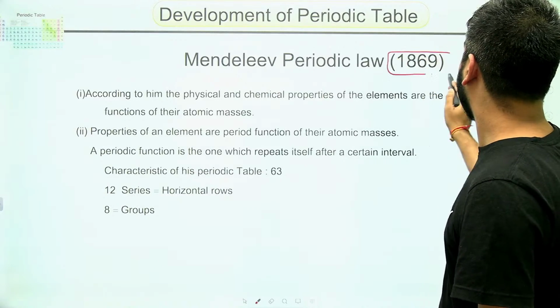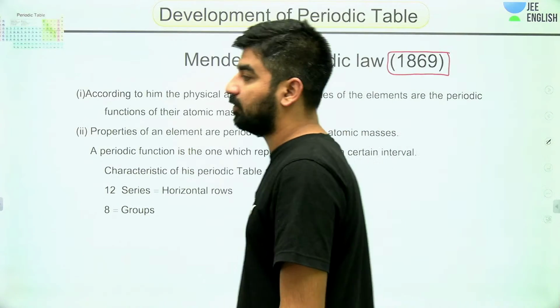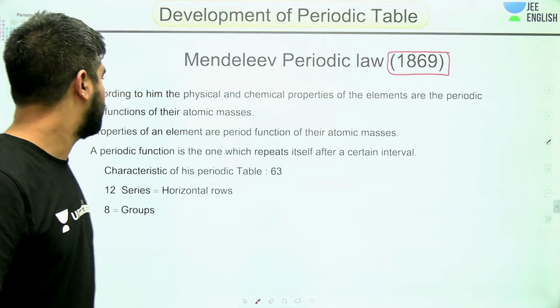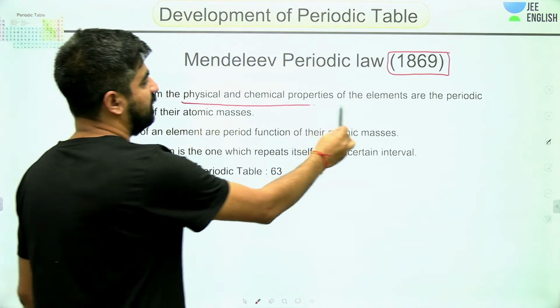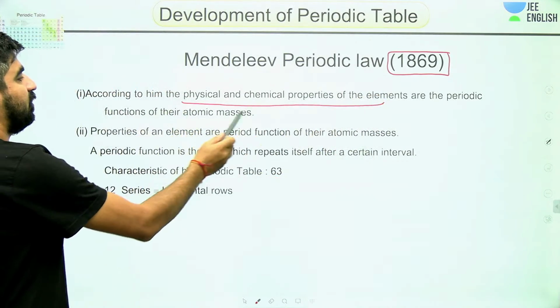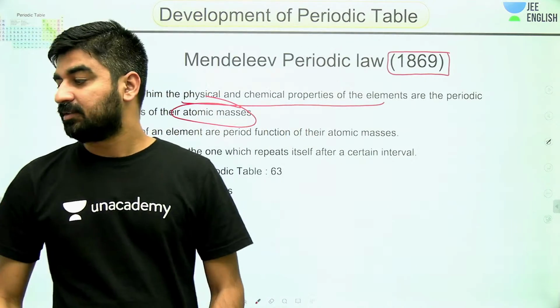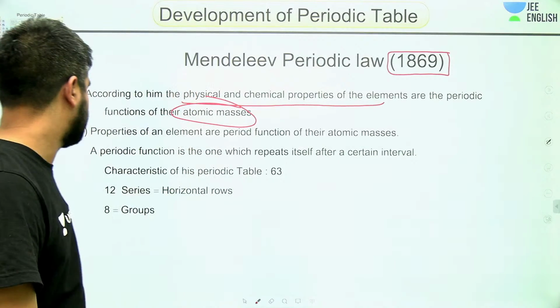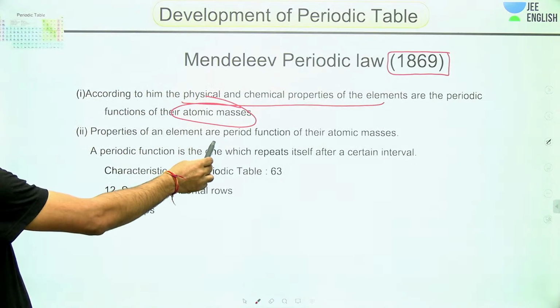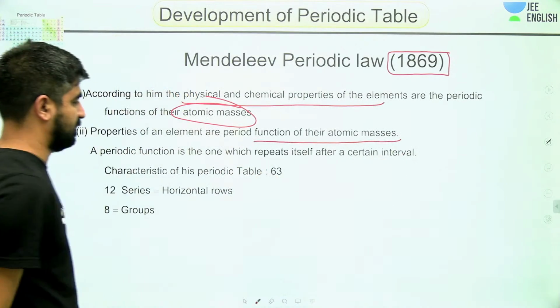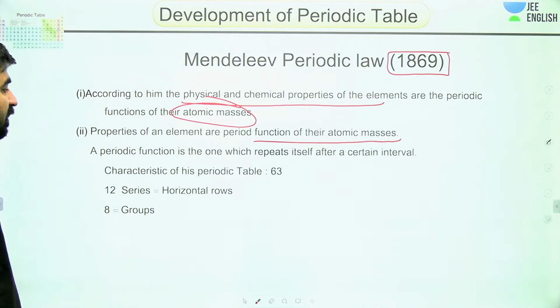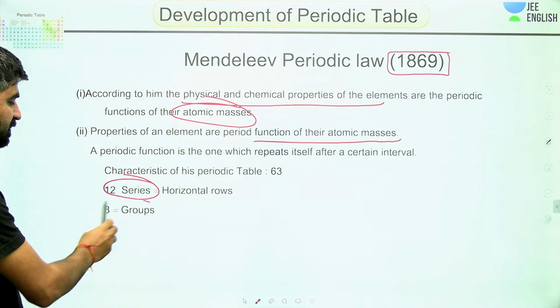Mendeleev periodic law. If we talk about Mendeleev periodic law, guys, what was that law? According to him, physical and chemical properties are a periodic function of atomic masses. So as per Mendeleev's law, they change as the atomic masses change, right? Properties of elements are a periodic function of atomic masses. Got it? So there were 12 series and 8 groups.